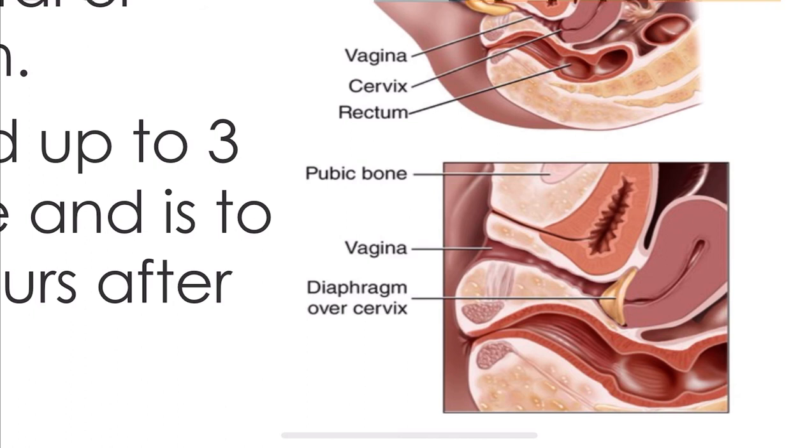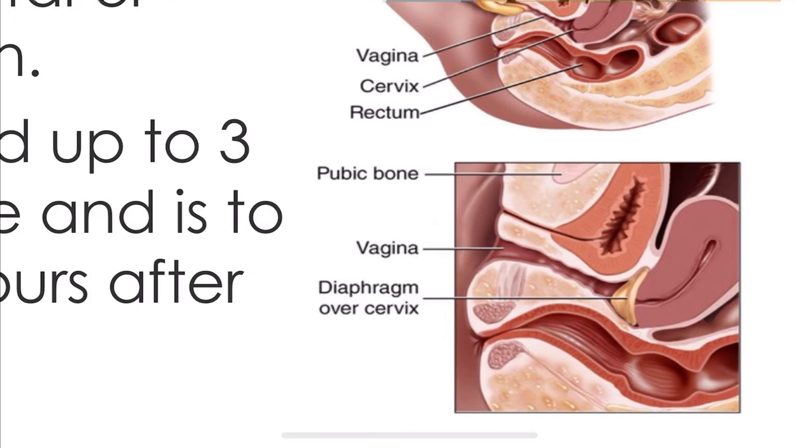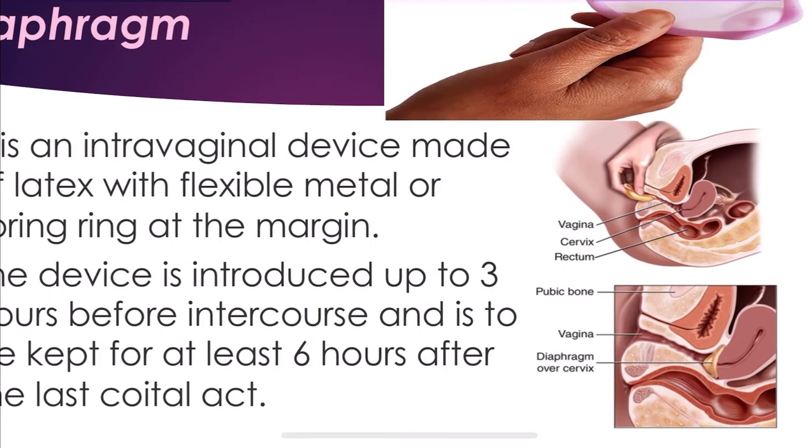So what we have to do, first place a spermicide in the cup at its rim, then we have to fold and insert it into the vagina. After that, we have to make sure that the diaphragm is fitting the cervix and it is behind the pubic bone. You can see it here.